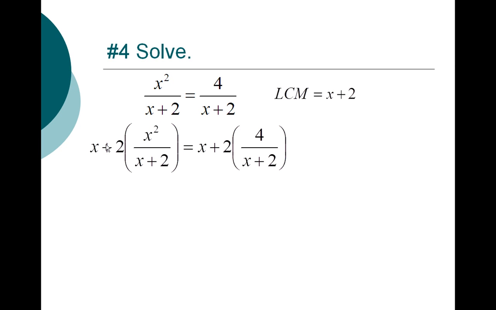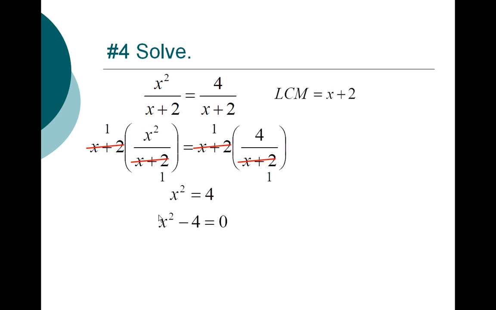So if you multiply the left side by x plus 2, what cancels? X plus 2, of course, and also on the right side. What remains is just the numerators. So x squared equals 4. Again, we have something squared. Two different ways you could do this.